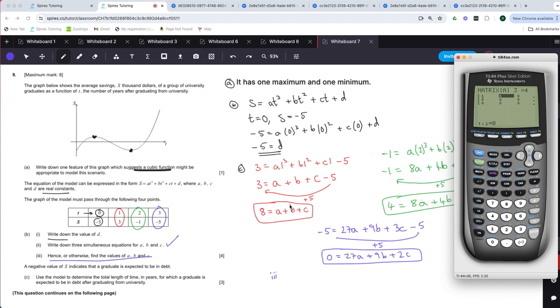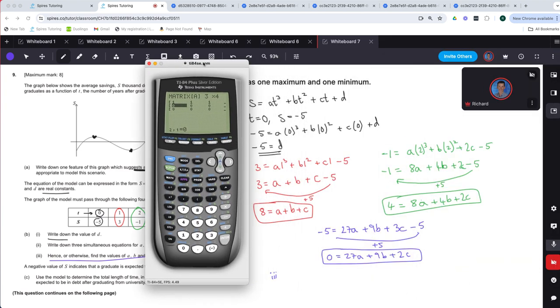We're going to hit enter. Then the next number is the number in front of the B in this equation, which is also a 1. And then the next number is the number in front of the C, which is a 1. And then there's another number that we have to put in, which is the 8. So for the first line of the matrix, it's just 1, 1, 1, 8.